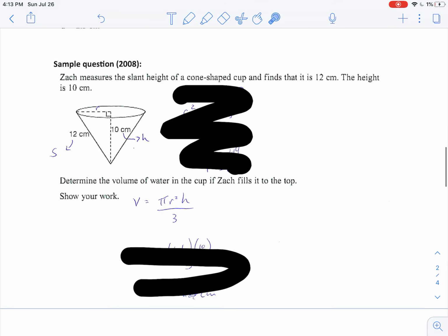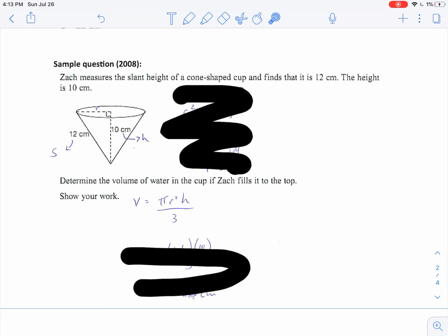So another one. Zach measures the slant height of a cone-shaped cup and finds that it is 12 centimeters. The height is 10 centimeters. I've already labeled this: this is my slant height, this is my height, and this would be my radius here. Determine the volume of water in the cup if Zach fills it to the top.